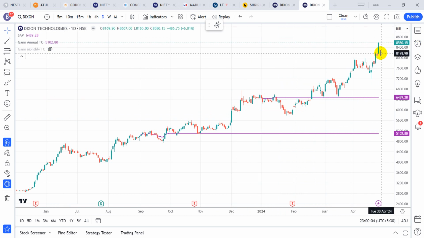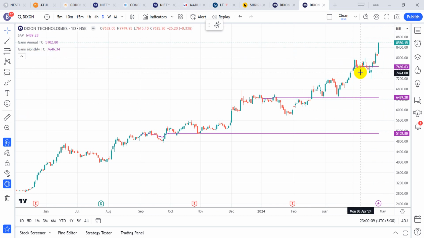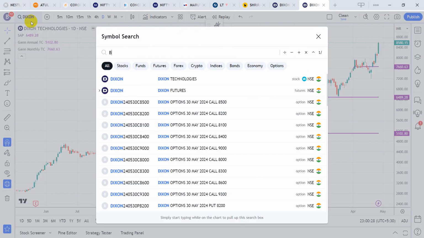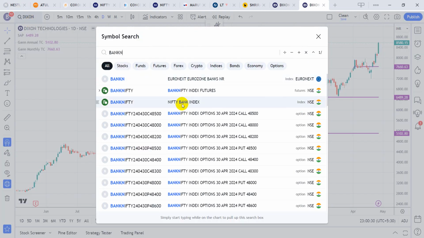Now again the price is trading way above it, so you can now use the Gann monthly trend chain level. For that the price is 7660. This will change every month, it will automatically change. So now again you got a short trade here which got whipsawed, you got a long trade here, again a short trade here, and from there a very good long trade. And it can be used on any instrument, like Bank Nifty again.